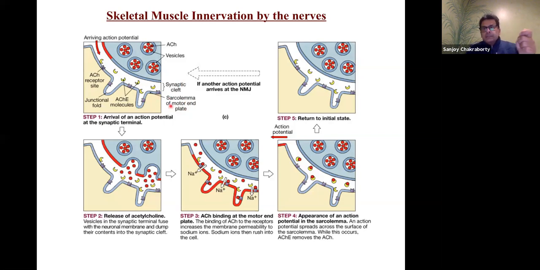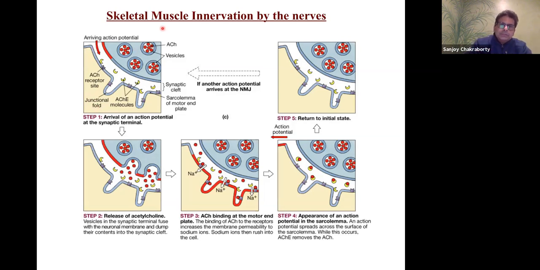Now, to increase the number of receptors sitting on the sarcolemma, see that this is 1, 2, 3, 4, and so on. To increase the number, the sarcolemma at the motor end plate makes a lot of folds to increase the surface area. Those folds are called junctional folds, so folds at the junction. What is their function? Their function is to increase the surface area so that more receptors can fit into that sarcolemma area.